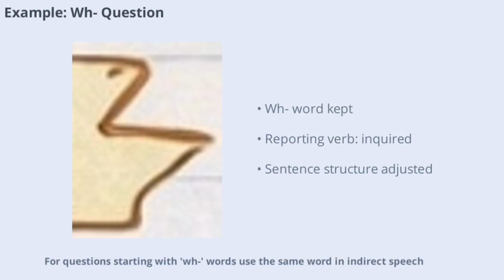Questions starting with WH words use the same word in indirect speech. For example, she asked, "Where do you live?" becomes "she inquired where I lived." The reporting verb changes to inquired and the sentence structure is adjusted to fit indirect speech.